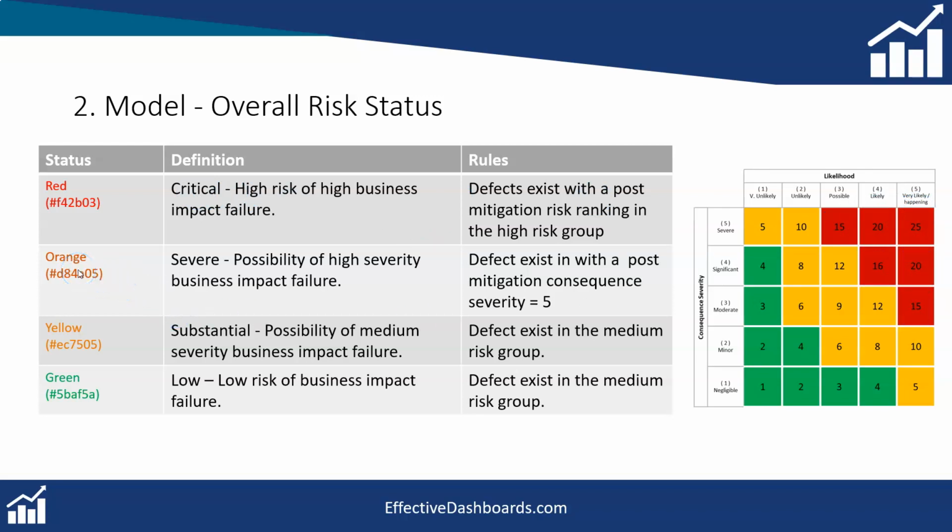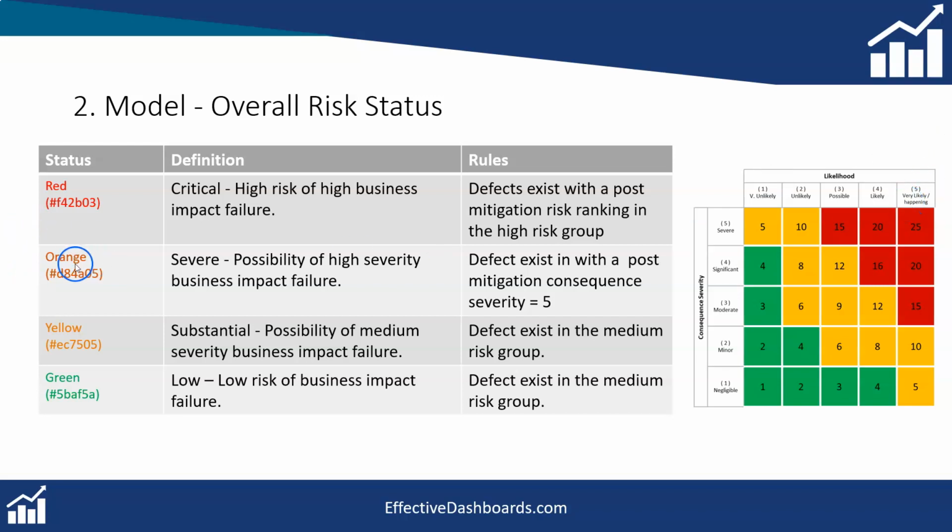Next is orange. Well, first of all, let me cover yellow and green because they're quite straightforward. Yellow is basically anything that sits in this yellow area. So if we've no risks in the red area and we do have risks in this yellow area, then it will be yellow: substantial, possibility of medium severity business impact. And then if it's green, if there's nothing in yellow, nothing in orange, nothing in red, then it's green: low risk of business impact failure. So there's a low risk of anything impacting the business.